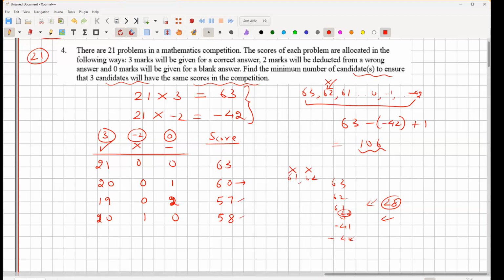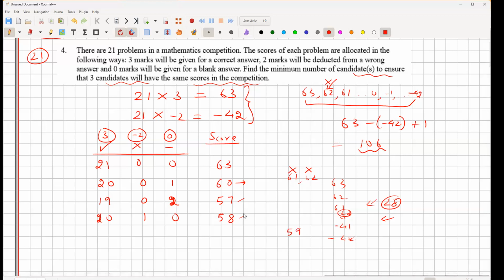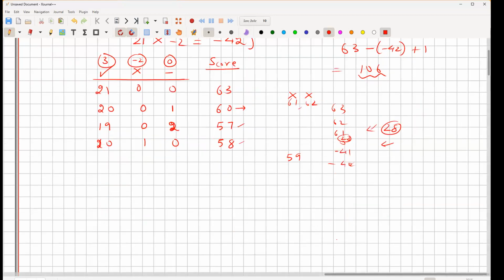Let's check if 59 is possible. Is 59 possible? To achieve 59, 60 minus 1 is not possible, because with 20 right and 1 mistake, I get 2 points deducted. So 59 is also not possible. 59 is also ruled out. You guys are with me? Doesn't take too long to experiment. That 59 is ruled out. Now let's try 56. Is 56 possible? Let's answer that question.